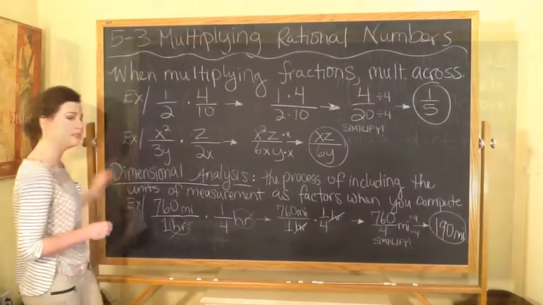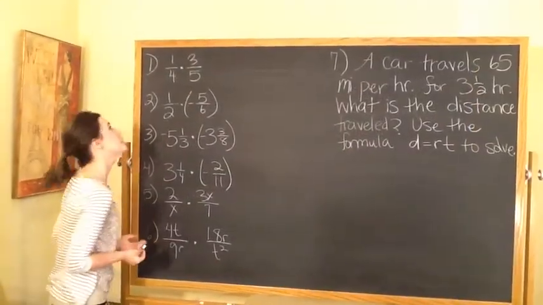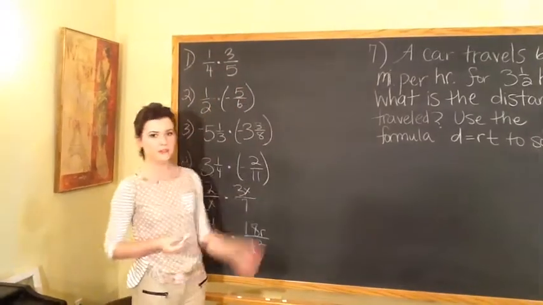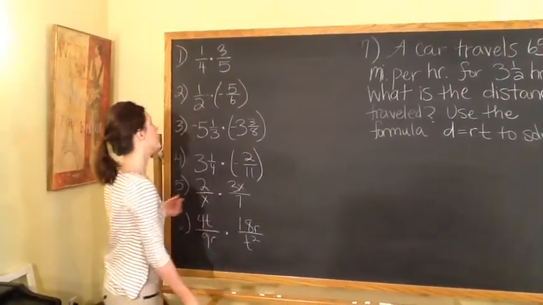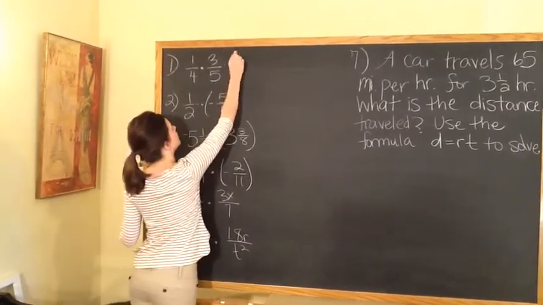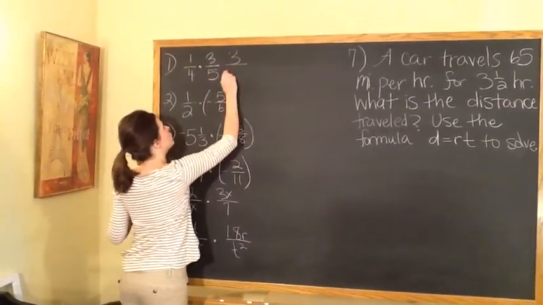Now let's go ahead and do some more examples. Alright, let's look at example number 1. It says 1/4 times 3/5. This is a simple one. We're just going to practice our skill by multiplying across. So 1 times 3 gives you 3, and 4 times 5 gives you 20.